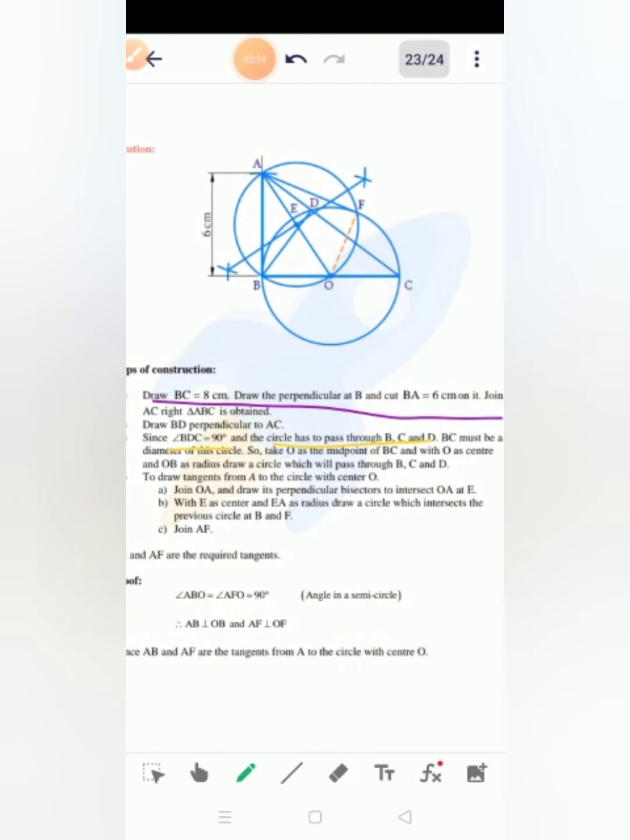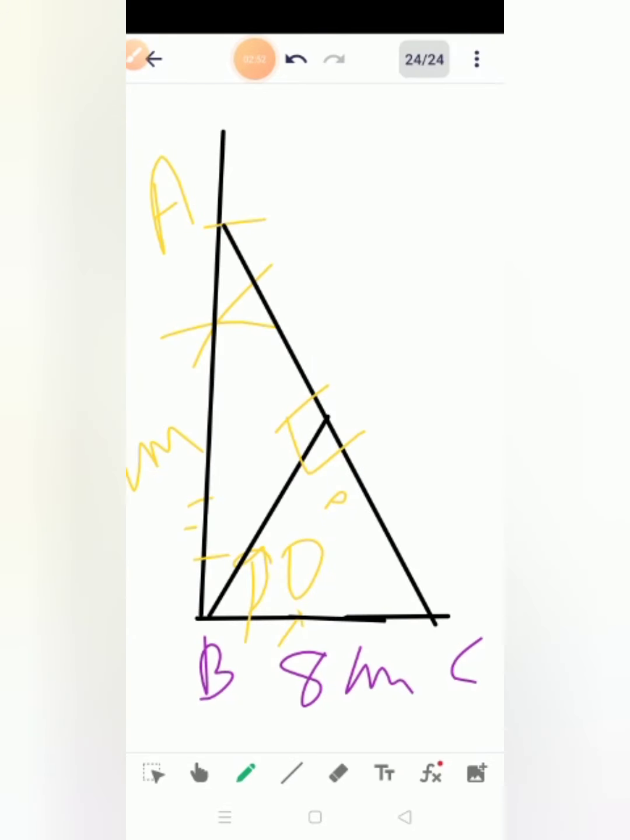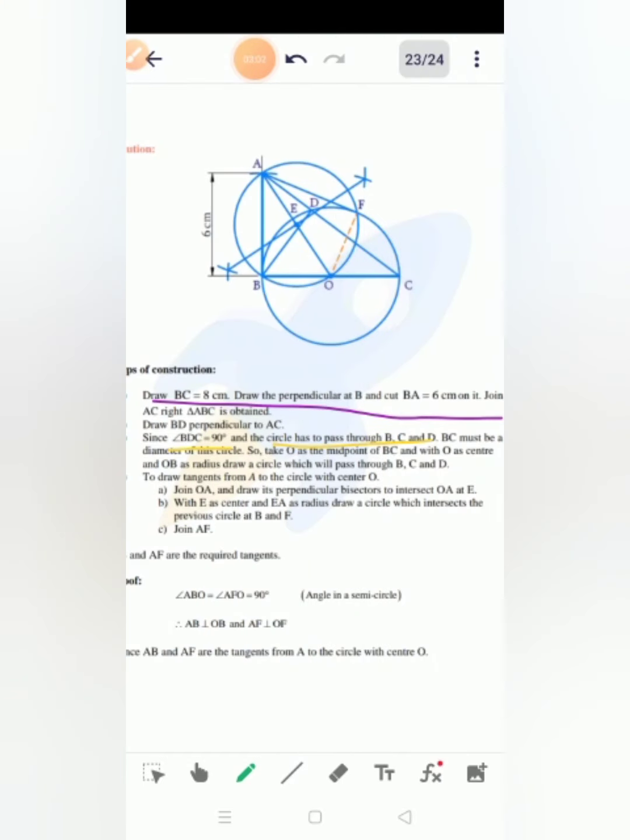C and D, BC must be the diameter of the circle. See here, since angle BDC is 90 degree and the circle has to pass through B, C and D, it's given in the question. Since angle BDC is 90 degree and the circle has to pass through B, C and D, BC should be the diameter of the circle. Fine.